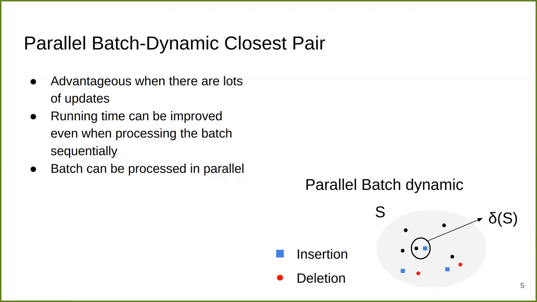For parallel batch dynamic closest pair, compared with just dynamic closest pair, there are many advantages. First, it's advantageous when there are a lot of updates because the running time can be improved even when processing the batch sequentially. And also the batch can be processed in parallel and utilize modern-day multicore machines.